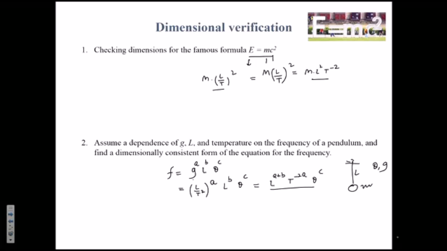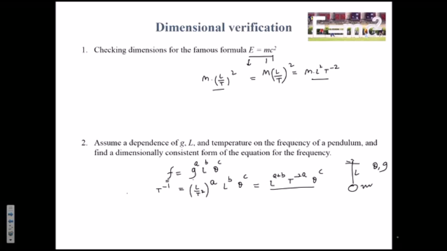Let's look at the left-hand side quantity. What is the quantity on the left-hand side? It's frequency. What is frequency? It's the number of oscillations over a unit time, right? So what is the dimension of frequency? T to the power minus 1, or 1 over T. So the dimension of the left-hand side quantity is T to the power minus 1, right? Now, if this formula is dimensionally consistent, then the right-hand side quantity should also have the dimensions T to the power minus 1, right? So we need to compare these exponents on the right-hand side with the left-hand side.